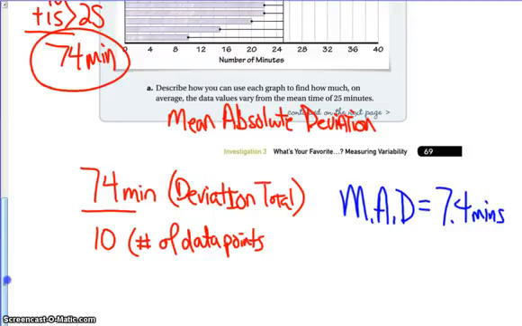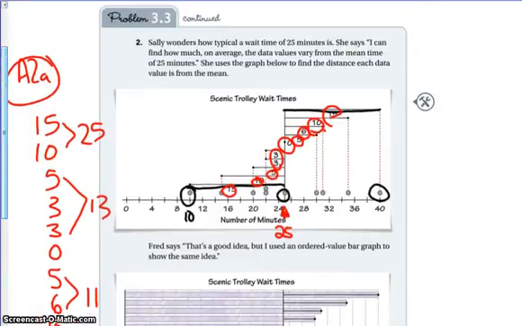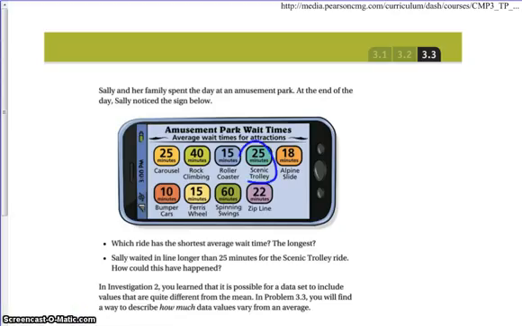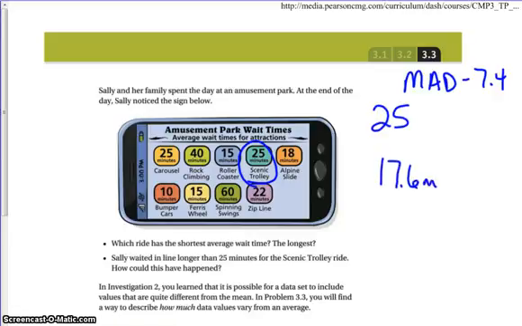Which means that even though the average is 25 minutes, the average person could expect to wait about 7.5 minutes longer or shorter on average than the actual wait time. Back on this page, where it says that the average wait time for the scenic trolley was 25 minutes, we can figure that we're going to wait about 25 minutes, but in reality, since we have a mean absolute deviation of 7.4, we could wait anywhere, realistically, from about 17.6 minutes to, adding this on to the other end, 32.4 minutes.